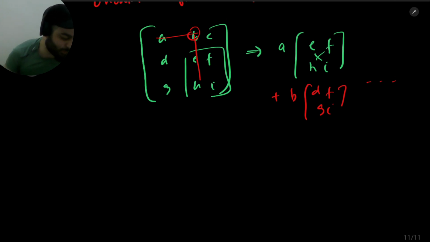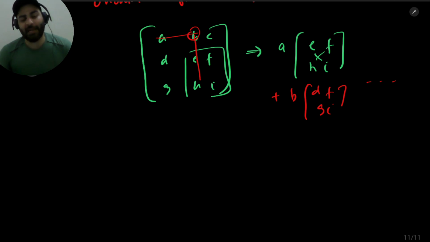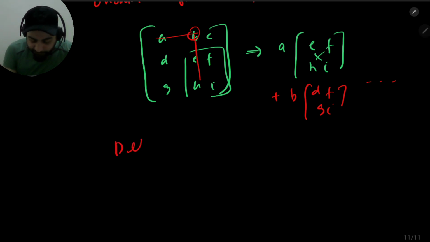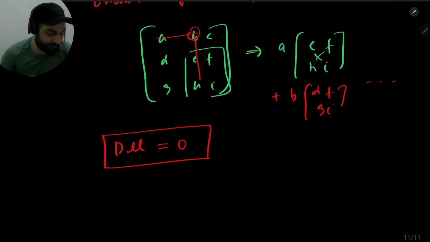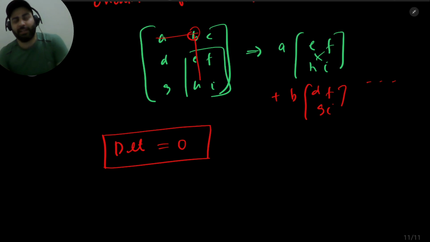Let me ask you a question. If the determinant is equal to 0, what will that mean? What is the meaning of the determinant being equal to 0? The area reduces to 0. Yes, the area will reduce to 0. What will that mean geometrically? That will mean two things.